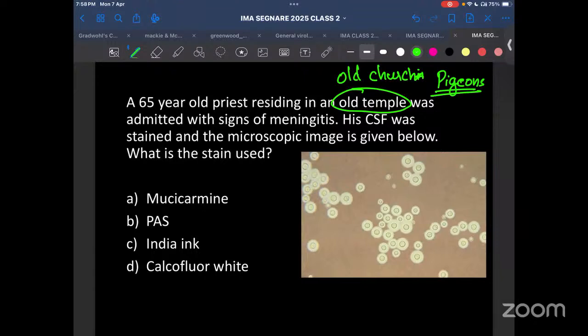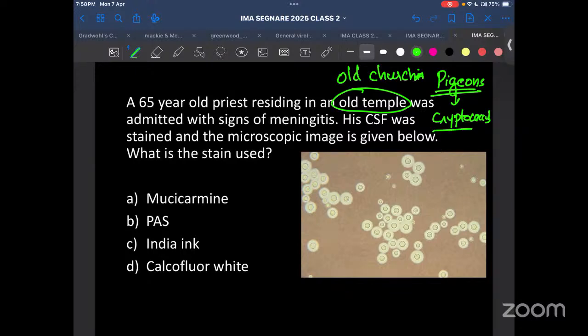And when pigeons are there, who is there? Cryptococcus is there. See the question leading to the answer here. It's beautiful, isn't it? The priest residing in an old building gets meningitis. So this fungus that causes meningitis is known as Cryptococcus, that is associated with the pigeons.